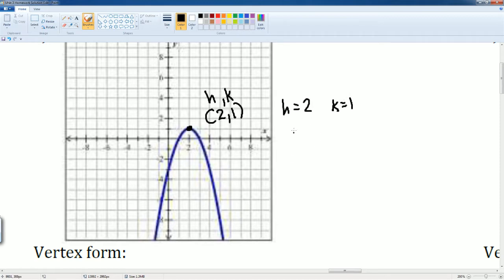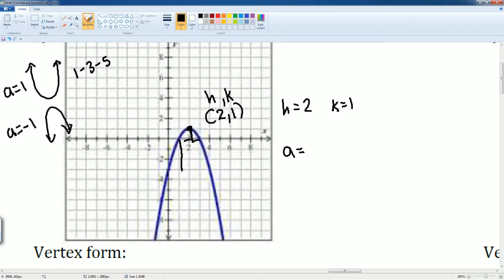We now need to know a. Notice that this is when a is equal to 1, right? So if it opens down, we know that a has to be a negative number. We know it's 1 when it follows 1, 3, 5. Okay, so does this follow 1, 3, 5? 1, 1, 2, 3 across 1. Yep, this does follow 1, 3, 5. So it's this one. It opens downward and it follows 1, 3, 5. So a is equal to negative 1.